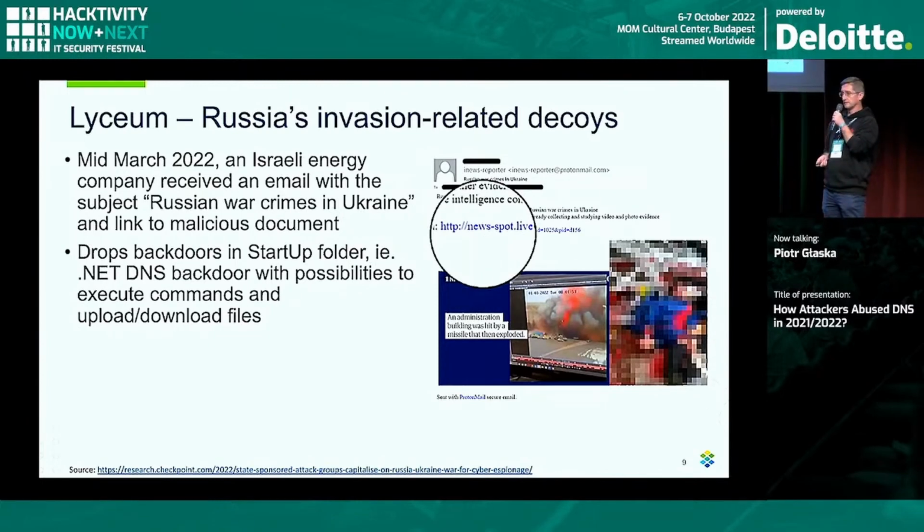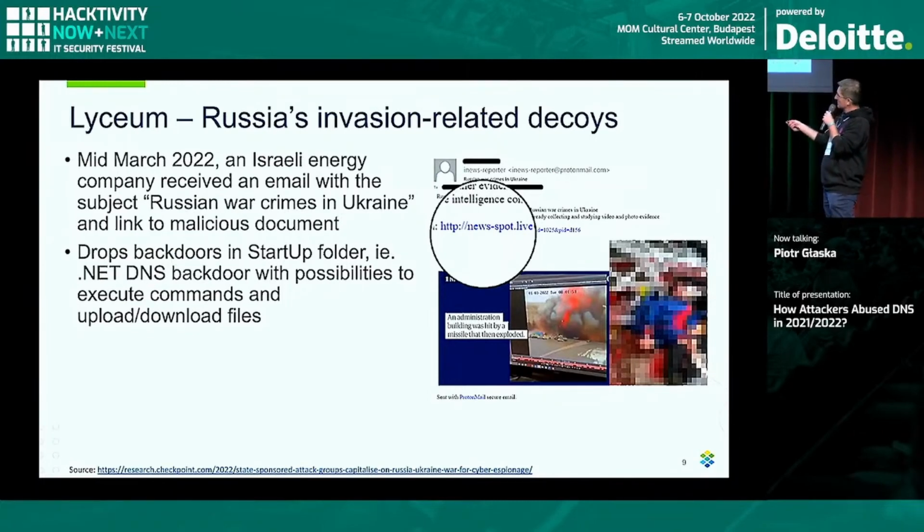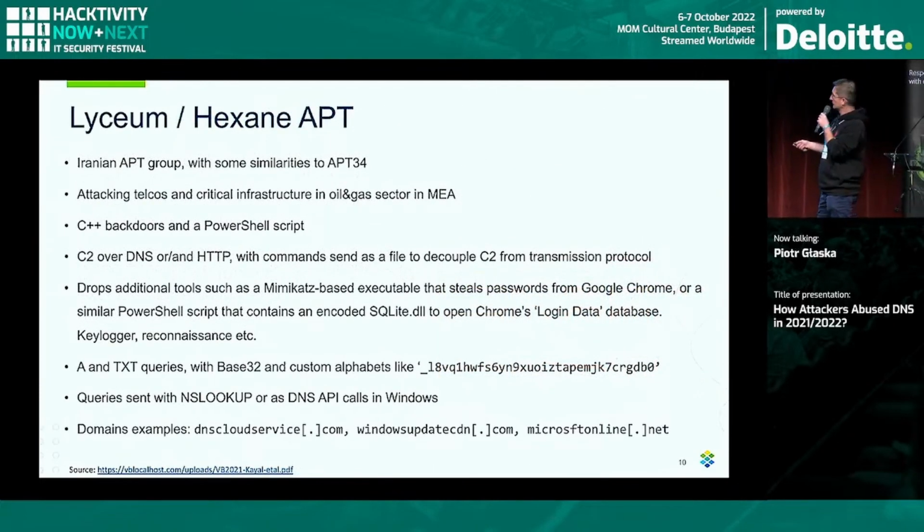After opening this document, the macro would be dropping the malware in the startup folder. So basically, it will not run the malware directly, but after the computer is restarted, then the malware will be executed. And it was using, in a similar way, C2 over DNS. This is how it was done.